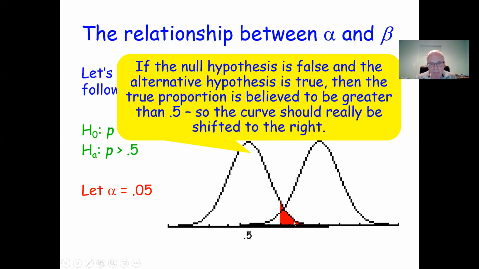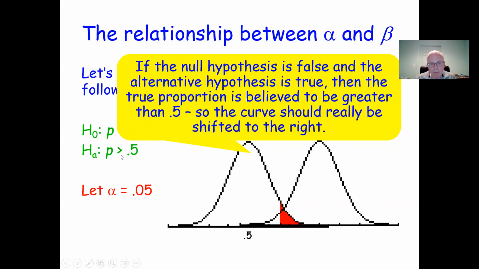Now this red here still represents what? The probability of a type 1 error if this curve was true. But what if the null hypothesis is false? And this is the true curve for p, with a mean of bigger than 0.5, somewhere out here. Then this area here would be the probability of a type 2 error.